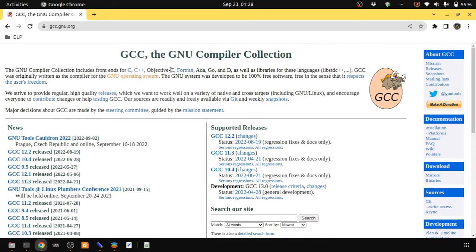C, C++, Objective-C, Fortran, Ada, Go, and D, as well as libraries for languages like libstdc++ and the C library, and all are implemented. I mean, all are available in the GCC.